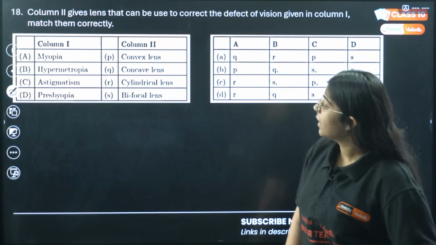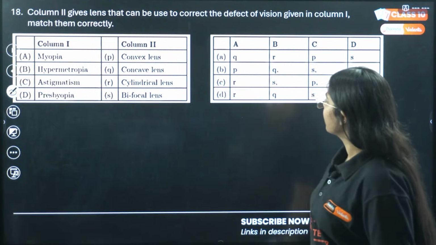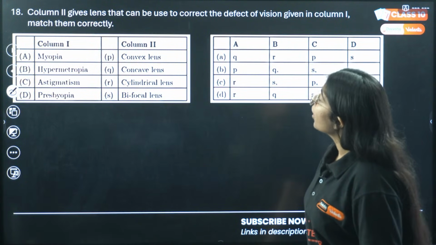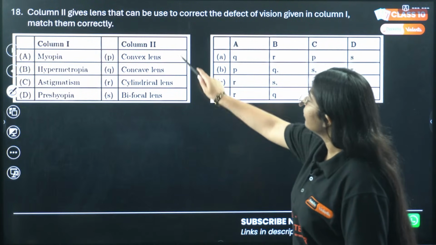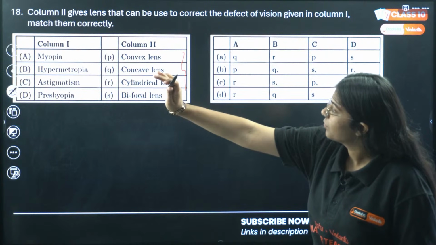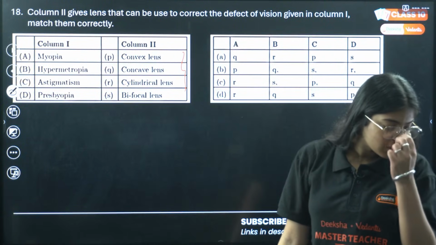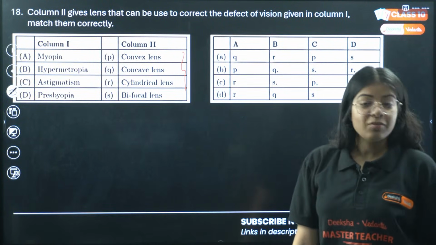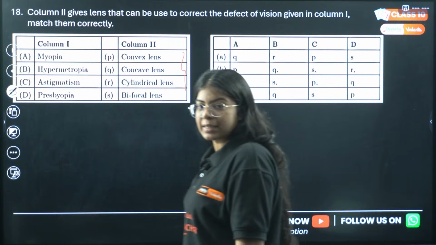A very, very thoughtful question, and quite easy actually. Column 2 gives the lens that can be used to correct the defect of vision given in column 1. Match them correctly. Can you match them correctly? Can everyone match these columns correctly?